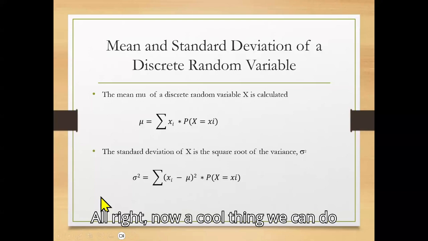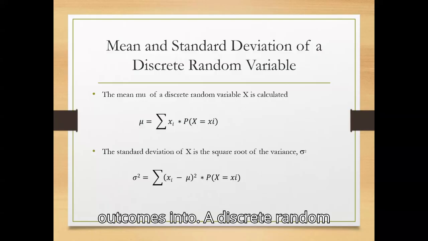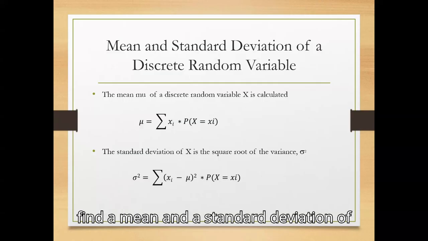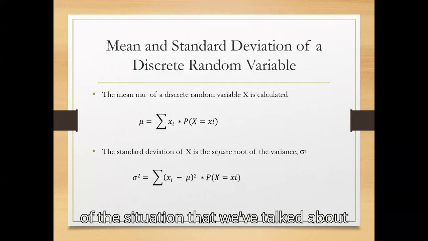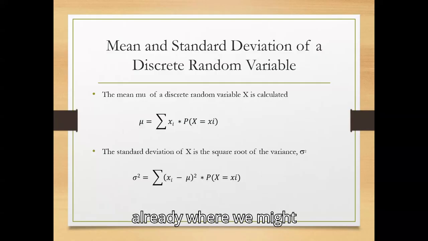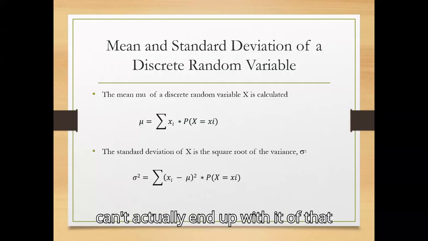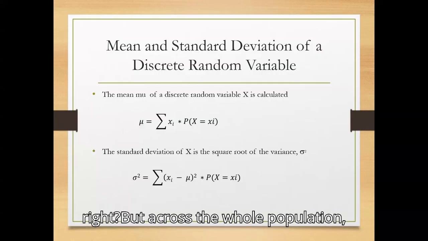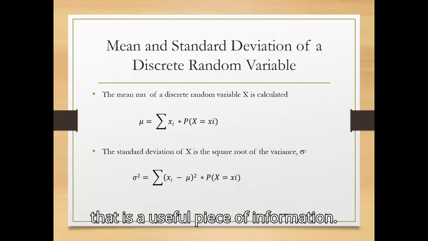All right, now a cool thing we can do when we have turned a categorical outcome into a discrete random variable is that we can find a mean and a standard deviation of the distribution. This is kind of the situation that we've talked about already, where we might take the mean of something and find we can't actually end up with that value. We can't have 3.5 duck eggs, right? But across the whole population, that isn't a useful piece of information.